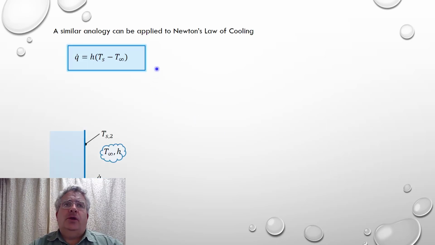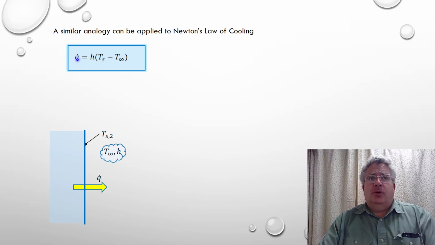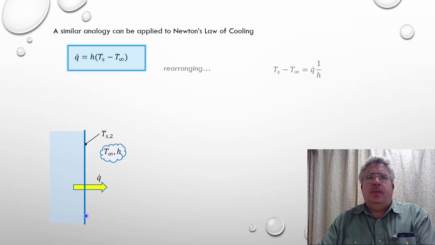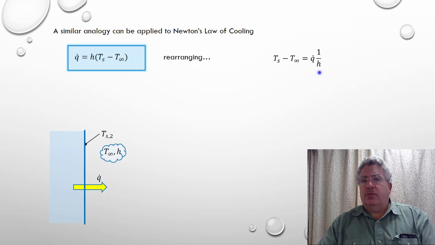All right, so we can also apply a similar analogy to Newton's law of cooling. Again, here is the heat flux, watts per unit meter squared, and we have the heat transfer coefficient, and the free stream temperature. So this is a kind of a cartoon of what the problem would look like. So if we rearrange this again, we'll have the temperature difference on the left-hand side and the heat flux and the heat transfer coefficient on the right-hand side.